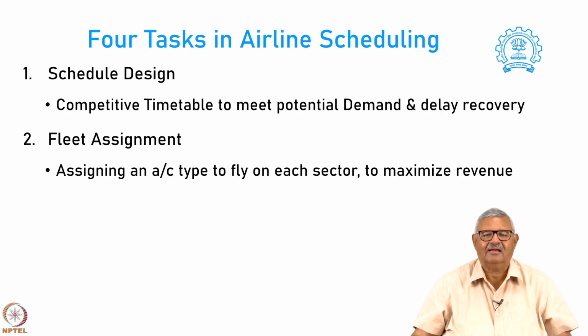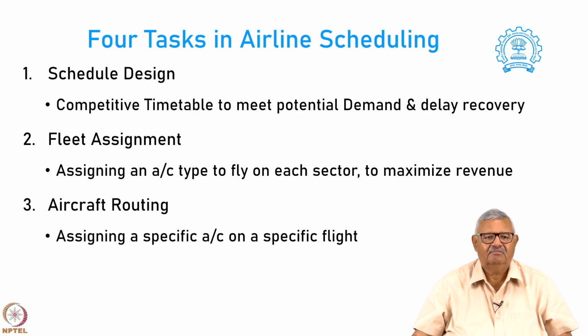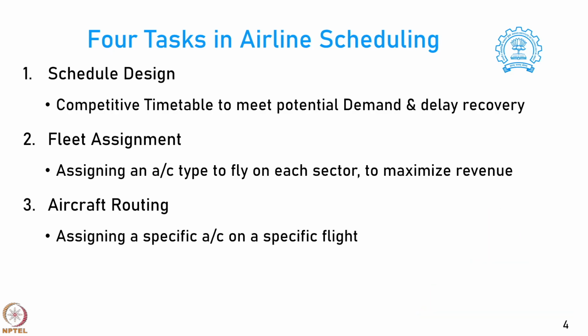In case an airline operates only one kind of aircraft, then you don't have this particular issue. You can straight away go to the next step, which is aircraft routing. In aircraft routing, among the fleet available to us, we assign a specific aircraft to a specific flight. And today we will take up a small exercise related to aircraft routing and to highlight the complexity that an airline faces while doing this task.